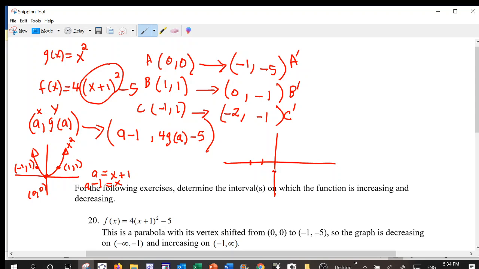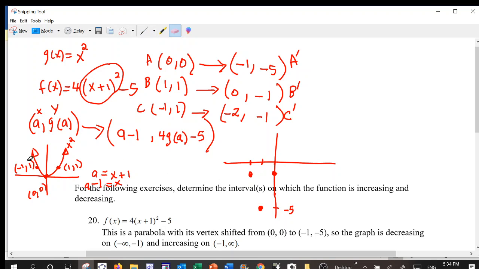So this is negative 1, and this is negative 5. So negative 1, negative 5 is this point right there. Let me erase this 5 and put it on this side. So it would be this point right there, right? And 0, negative 1 is right here, right? And negative 2, negative 1 is over here.